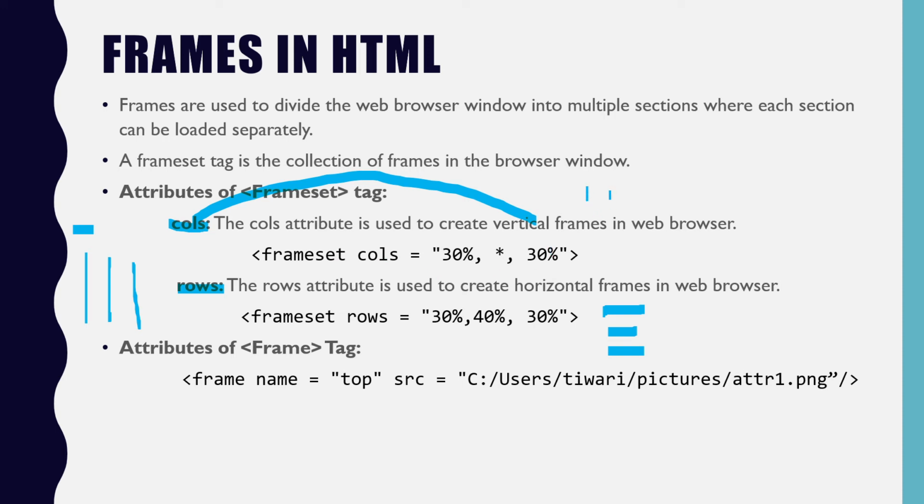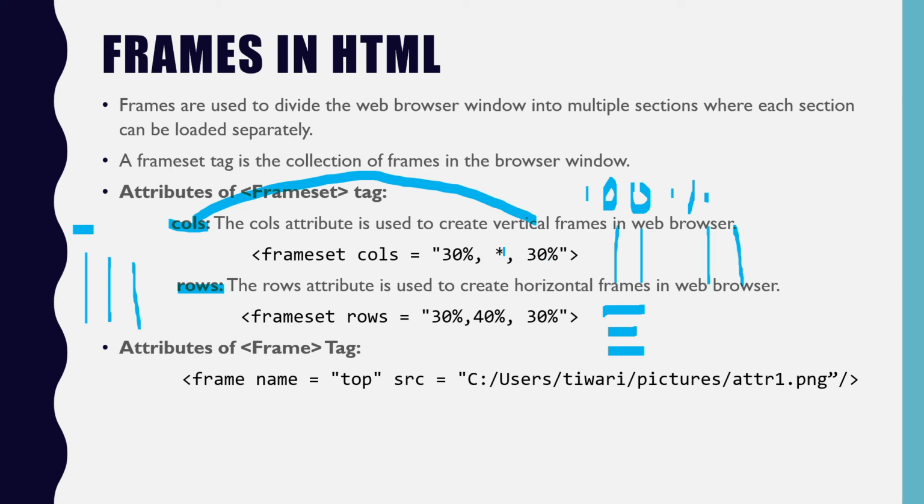Every time the screen will be divided into 100%. So the first one will get 30% and the second will get 30%. If three parts are there, this is your window, and we have to make three parts. So the whole window will be divided, with 30% first. Suppose this is 30%. Now the third frame will also get 30%.